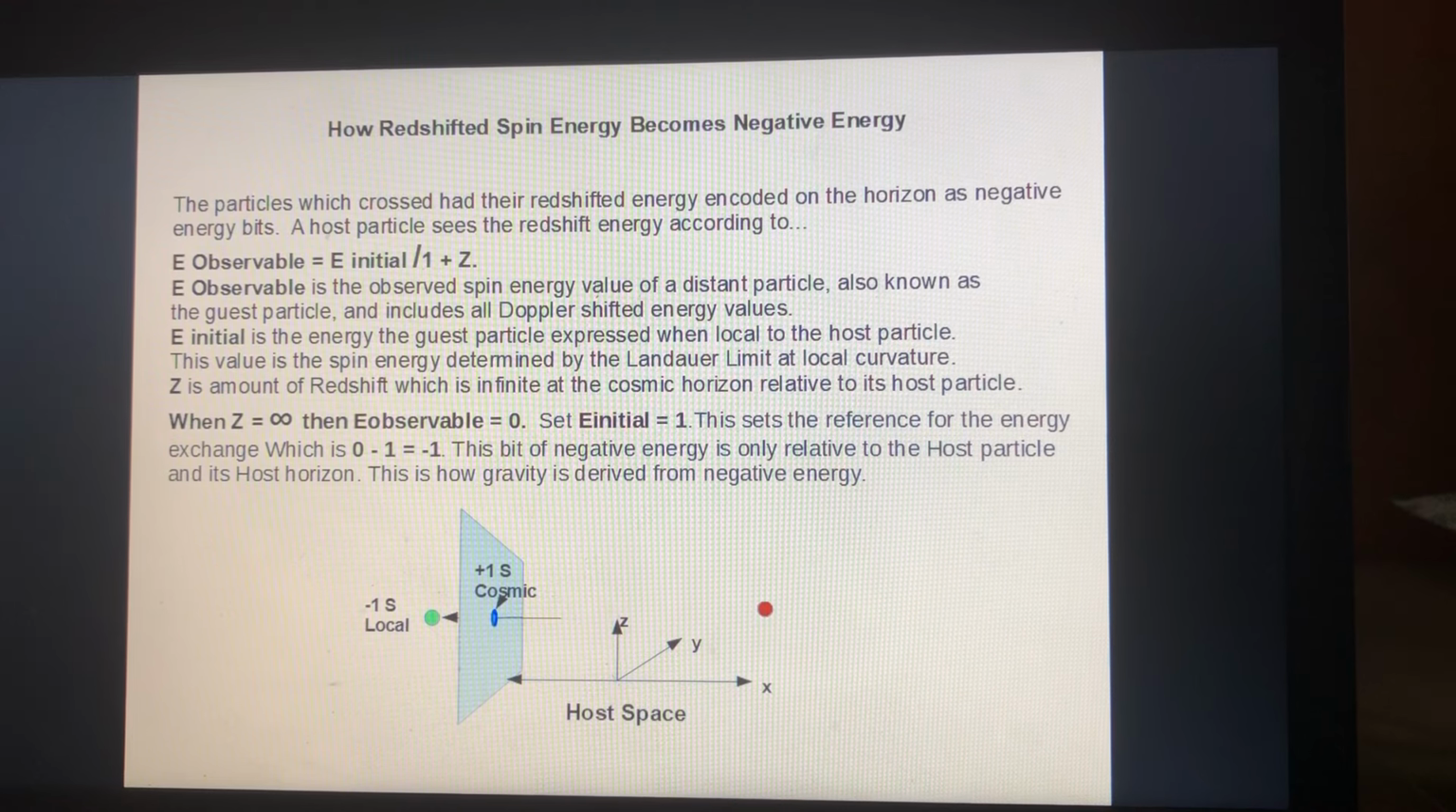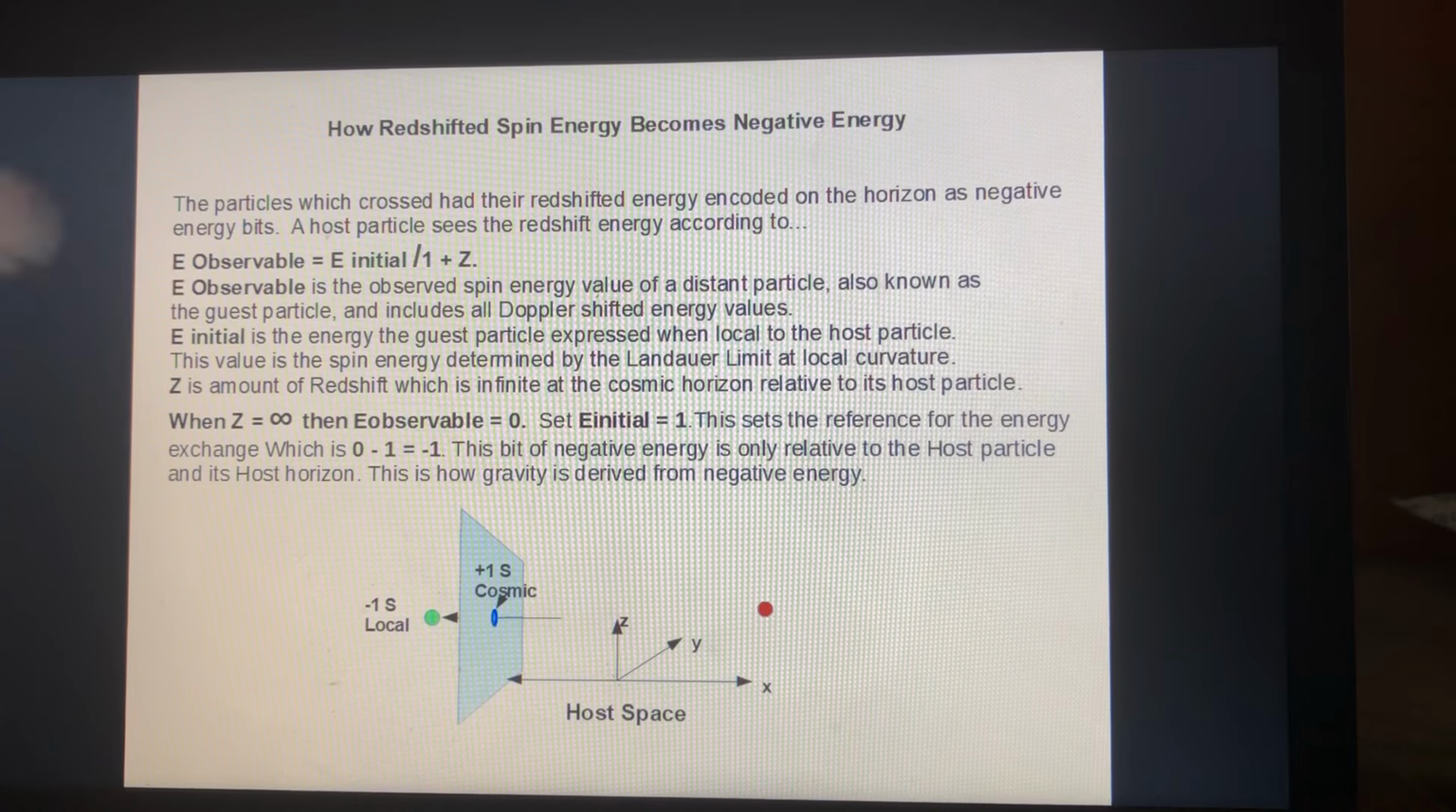So now we're going to talk about how, when a particle crosses a cosmic horizon, it becomes encoded as negative energy. So particles which have crossed have had their redshifted energy encoded on the horizon as negative energy bits. And what we'll see is we have an equation: Eobservable equals Einitial divided by 1 plus z. So the z here is the amount of redshift. You've probably seen that in some astronomy videos.